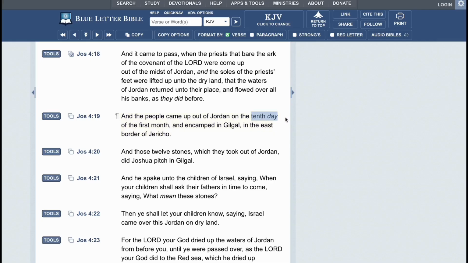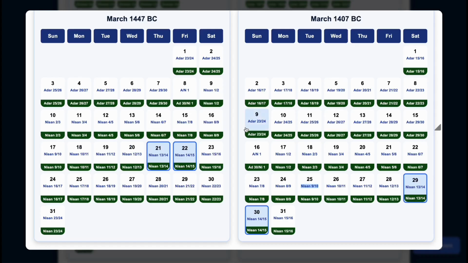This is a very important time reference. "And encamped in Gilgal in the east border of Jericho." So this is the 10th day of the first month. If we go back to the calendar, we have a match because the 25th is the morrow, and it's Nisan 9/10. This would be the 10th day of the month. So far, you can see out of the 8 days difference from March 21st to March 29th, we've made it 1, 2, 3. This is the 4th day. The Bible confirms it crossed over on Nisan 10, March 25th.